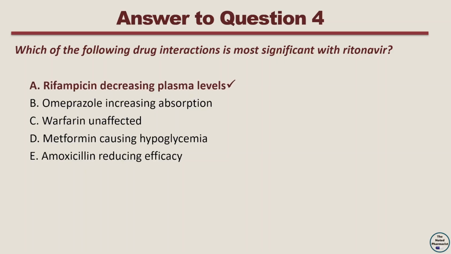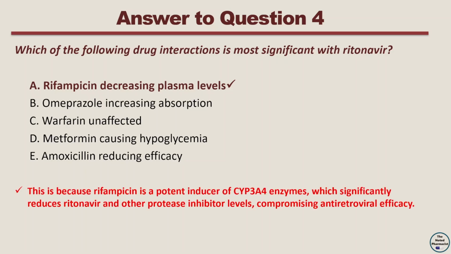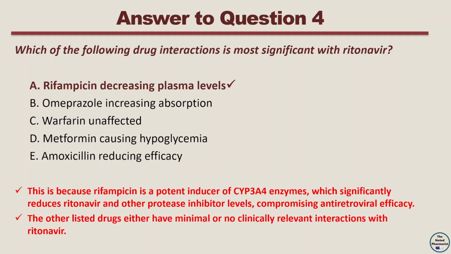The correct answer is option A. Rifampicin decreasing plasma levels. This is because rifampicin is a potent inducer of CYP3A4 enzymes, which significantly reduces ritonavir and other protease inhibitor levels, compromising antiretroviral efficacy. The other listed drugs either have minimal or no clinically relevant interactions with ritonavir.